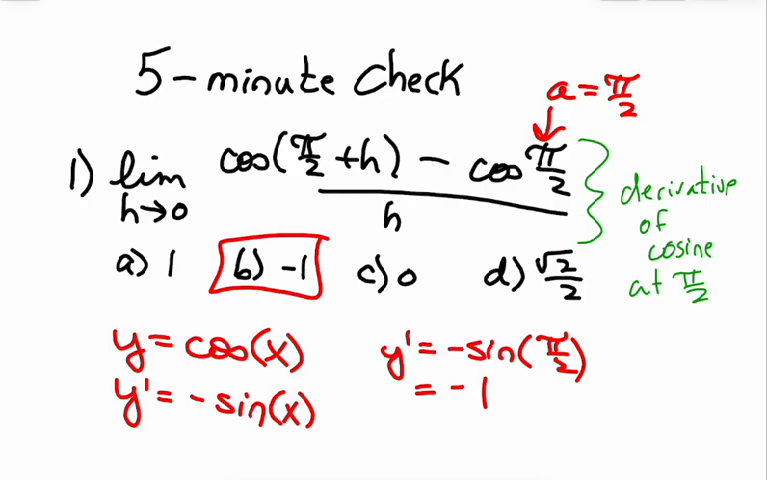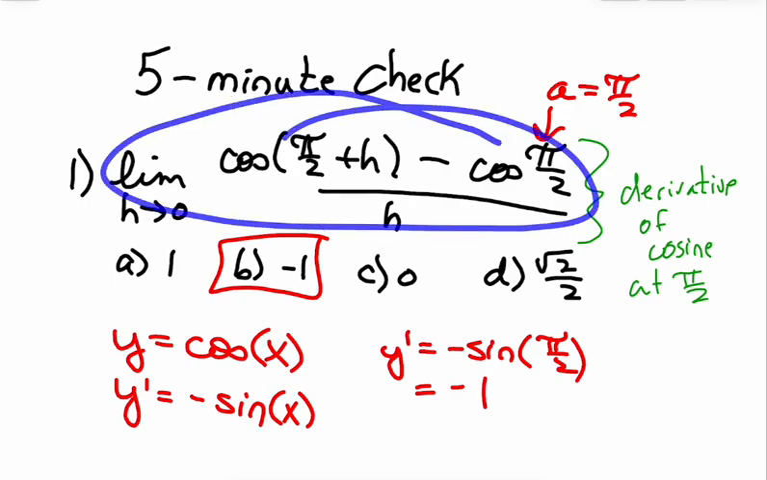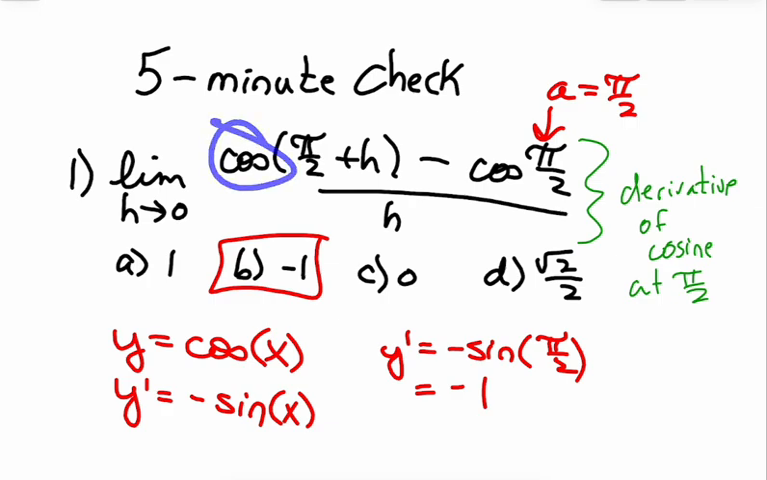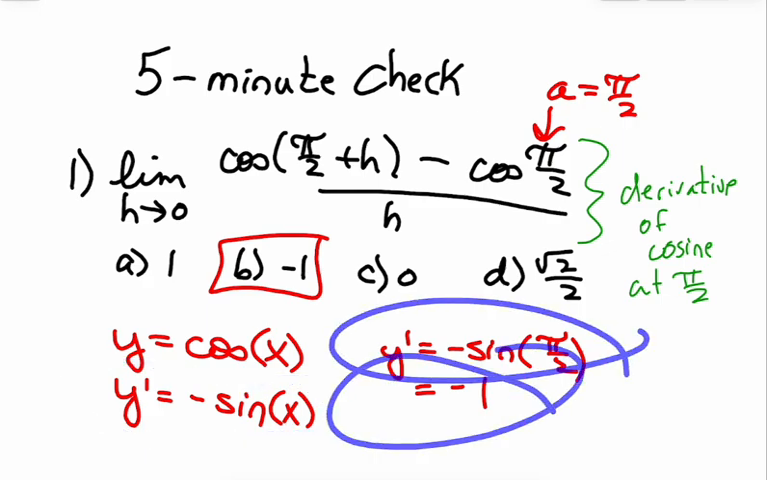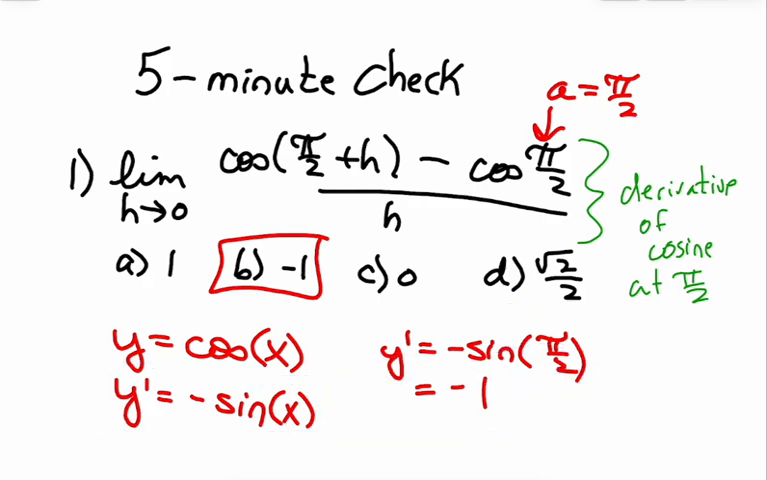So again, this is the derivative. What's our function? Cosine. What are we plugging in? In this case, pi over 2. The derivative of that is negative sine. Plug in pi over 2, get negative 1. You're done. Because doing a limit with a cosine like that is very, very difficult. Okay. So I just wanted to give you a hint of some problems that you could possibly see when we take a semester exam.